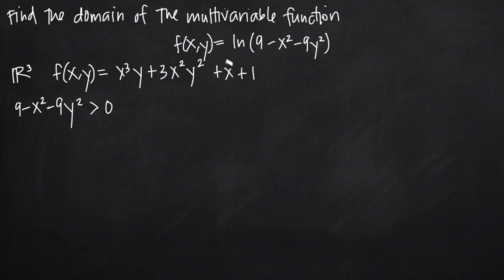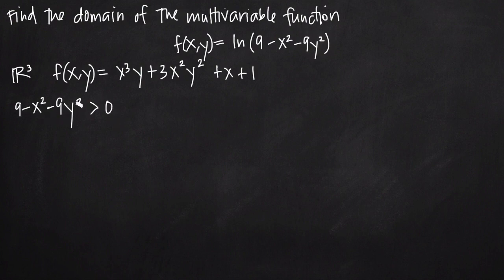If you had a square root in your multivariable function, you would want to take the value underneath the square root sign and set it greater than or equal to 0 to define the domain, because we can't take the square root of a negative number, or at least when we're talking about the domain, we're not interested in imaginary parts of the domain. We only want the real numbers for which the function is defined. So same goes for here. We want this value to be greater than 0.